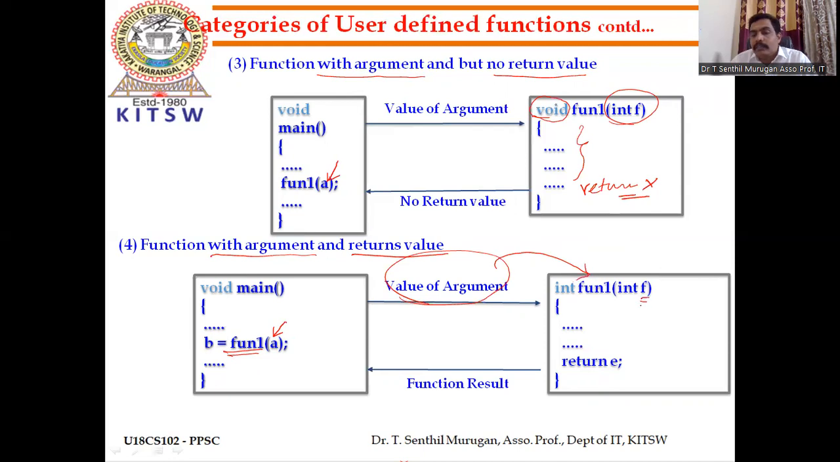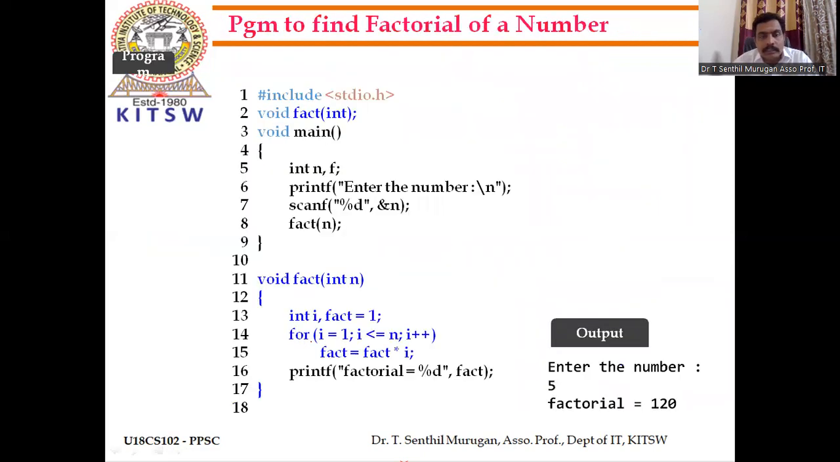So it will take F, it will perform some operation. Finally, it will return E. So the E value will be sent again to the main function, where it will be assigned to B. This is the fourth type. These are the categories of user defined functions.